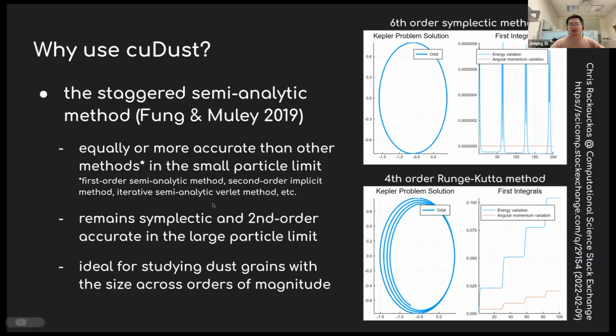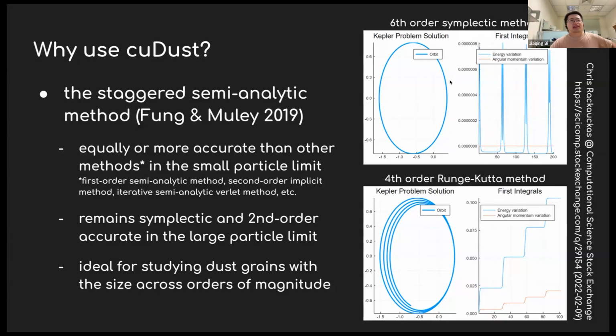And for those who don't really know what symplectic means, here I show you an example. On the top right is the sixth order symplectic method solving the Keplerian motion. You see that over time the orbit doesn't shift, and the angular momentum variation is basically zero. It doesn't change with the energy variation, with some fluctuations, but periodic.